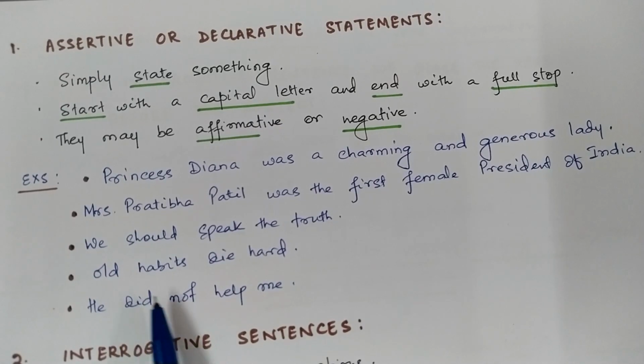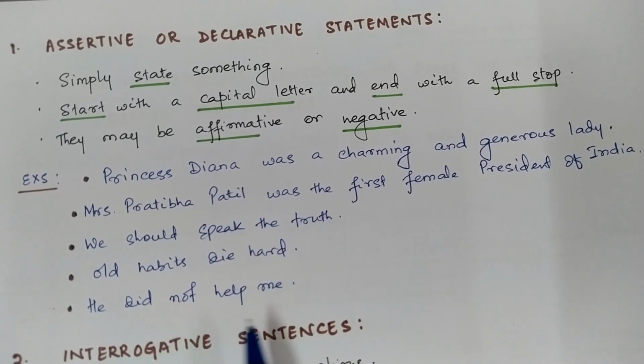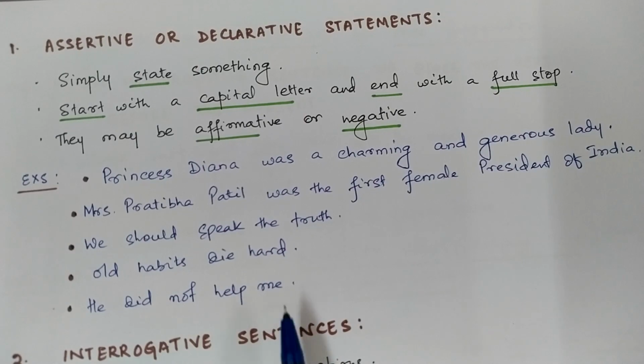Next, old habits die hard. This is also just declaring something, like saying that old habits die hard. It is understood that old habits die hard. 4. He did not help me. Now, this sentence is saying that the subject, he, did not help me. That means he is saying or asserting or declaring that I was not helped by him.